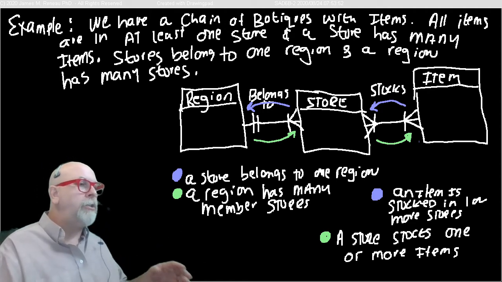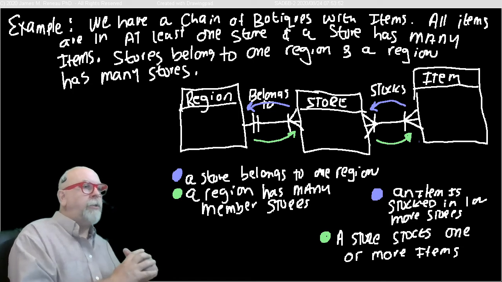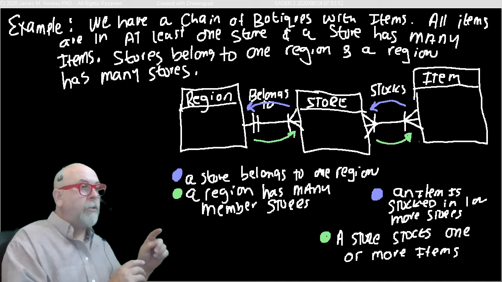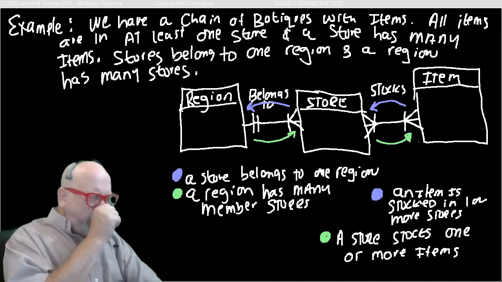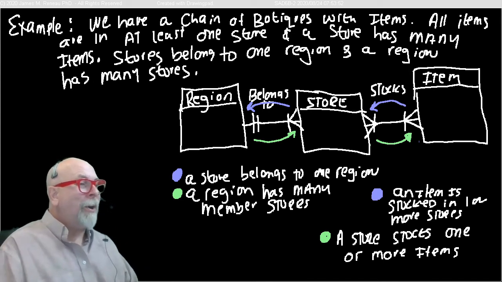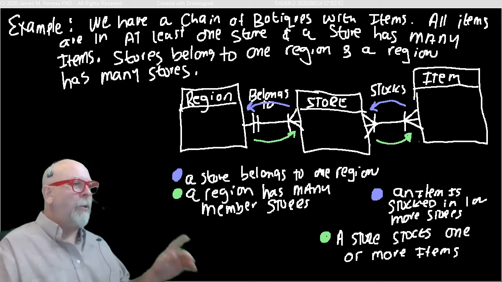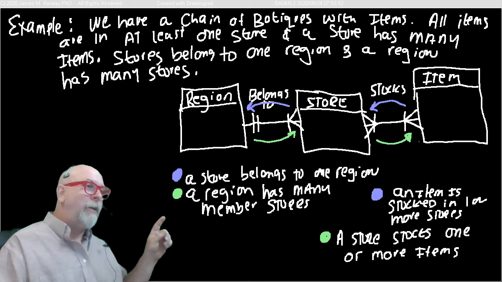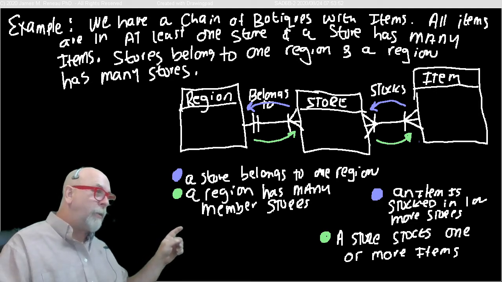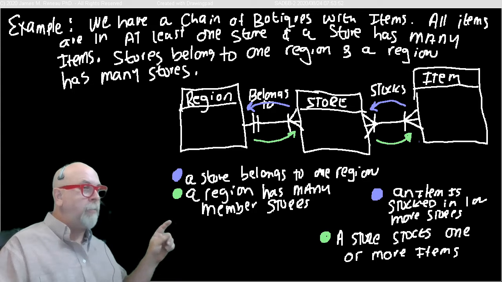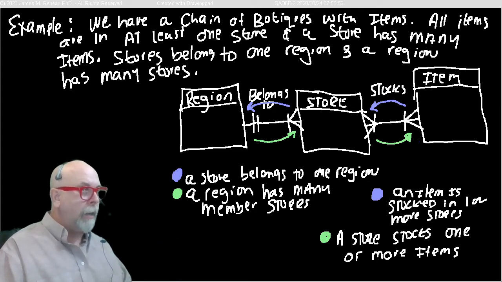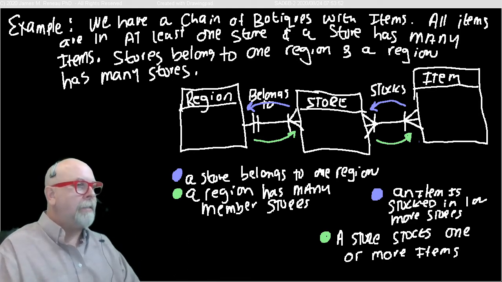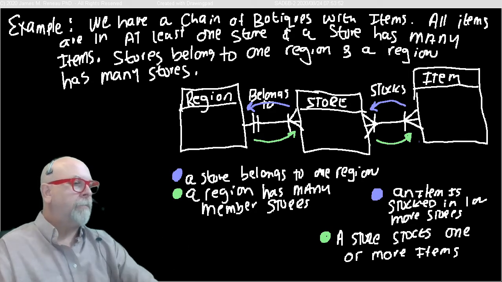Let's now look at the relationship between items and stores. So an item is stocked by one or more stores, and a store stocks one or more items. So let's read that relationship again. A store stocks one or more items, that's the green arrow, and an item is stocked by one or more stores, that's the blue arrow. So there you can see here an example of a simple subject area model.